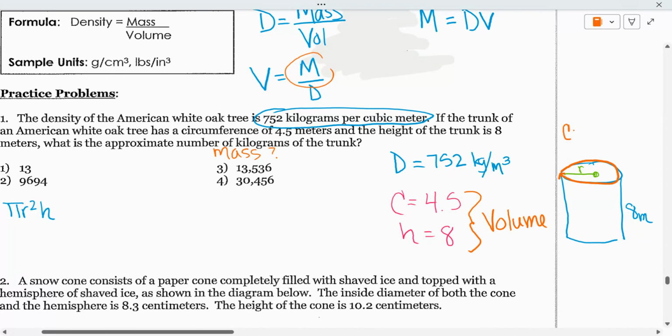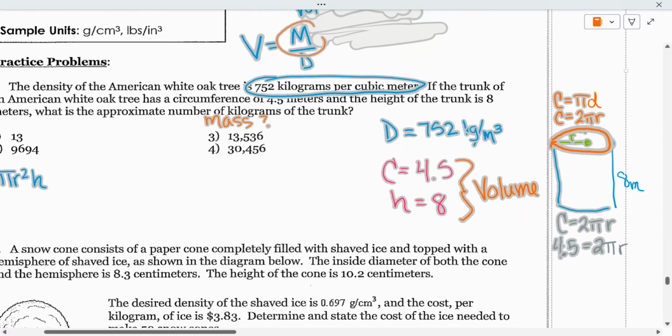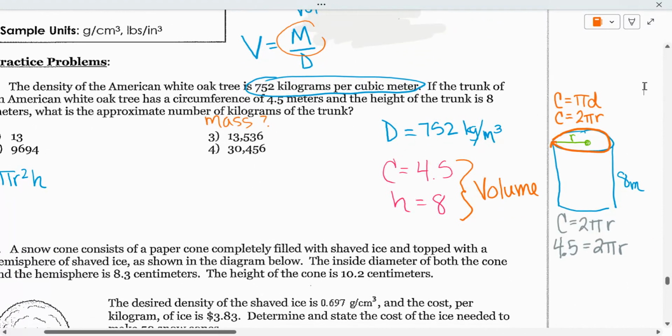Well, circumference is pi times diameter, but circumference is also 2 pi times the radius. So if I know that my circumference equals 2 pi times my radius, and I know that the actual circumference is 4.5, so 4.5 equals 2 pi times my radius, how can I figure out what the radius is? Get r by itself? How am I going to get r all by itself? Yeah, divide both sides by 2 pi. So what is 4.5 divided by 2 pi?